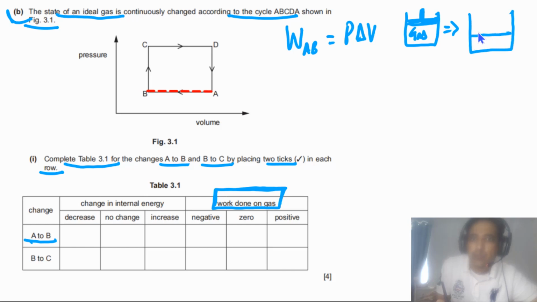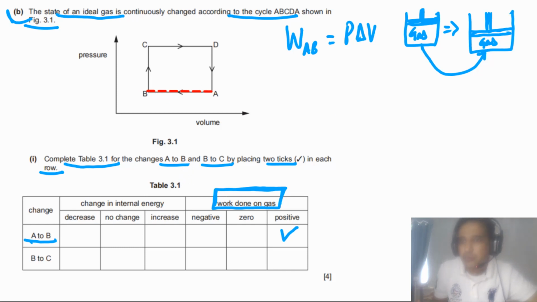So let's say we move this piston down. So piston is here now. So the gas has been compressed. As in this case, gas is compressed, it means work is done on gas, and work done on gas is positive. So that's all what you need to understand for A to B work done.